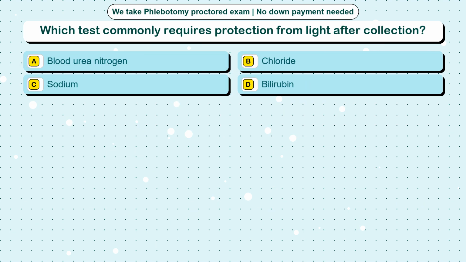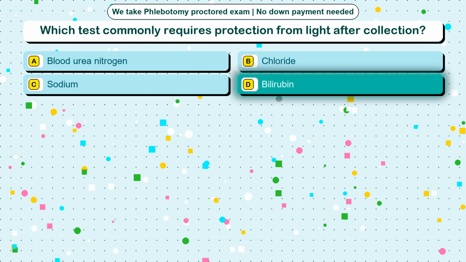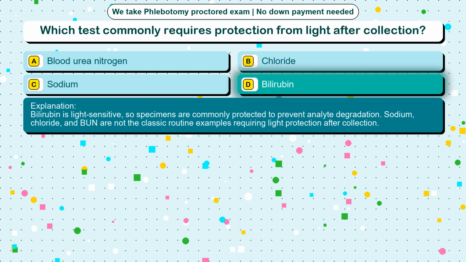Question 89. Which test commonly requires protection from light after collection? Option A. Blood urea nitrogen. Option B. Chloride. Option C. Sodium. Option D. Bilirubin. The correct answer is option D. Bilirubin. Bilirubin is light sensitive, so specimens are commonly protected to prevent analyte degradation. Sodium, chloride, and BUN are not the classic routine examples requiring light protection after collection.